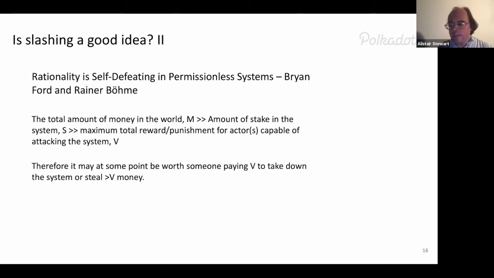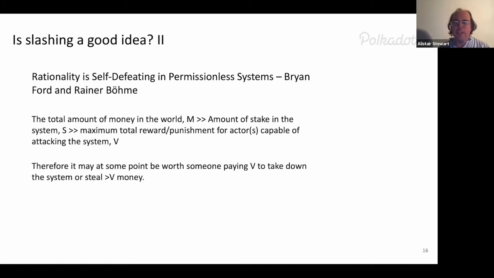So there's a rather nice blog post that became a paper by Bryan Ford and Rainer Böhme, arguing that rationality is self-defeating in permissionless systems. They make some very good arguments about basically that we cannot do better than honesty assumptions. I'm going to concentrate specifically on the one that I don't buy. So you should read the rest if you want to know what they're really on about.